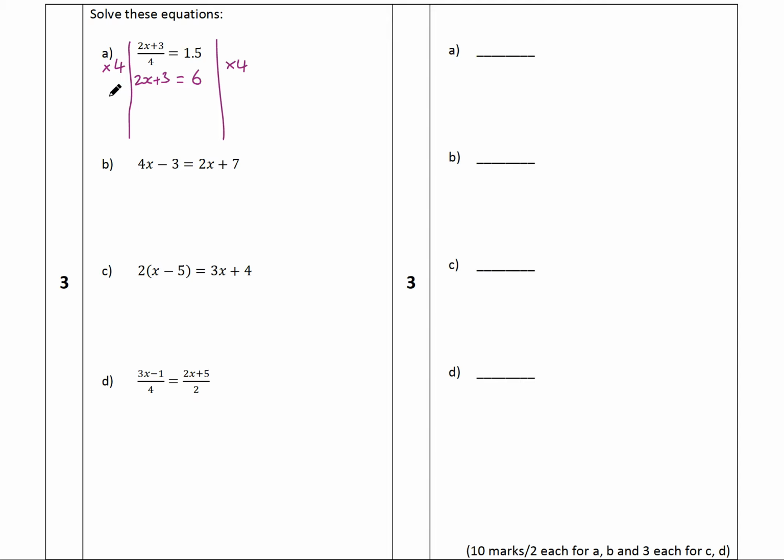We then want to get rid of this plus 3 by minusing 3, which leaves us 2x equals 3. And then we want to get rid of the 2 by dividing by 2 finally. So x equals 3 over 2, or 1.5. I'm just going to put 3 over 2, either is fine.